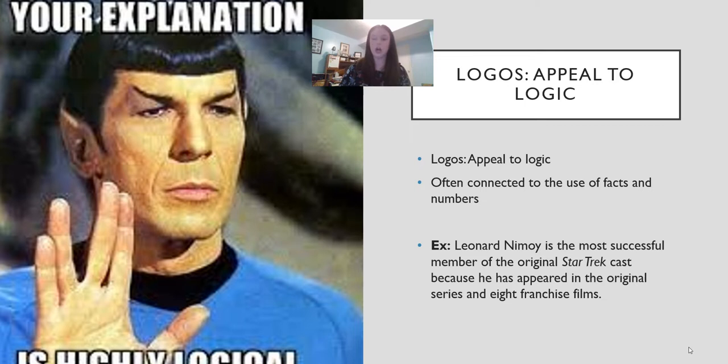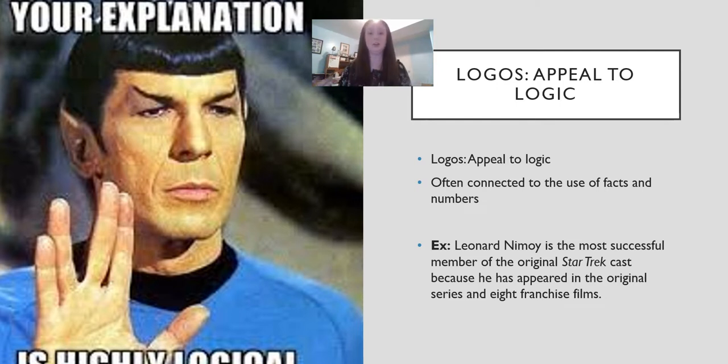So if we look at this argument, we could say Leonard Nimoy, who's the original Spock, is the most successful member of the original Star Trek cast because he has appeared in the original series and 8 franchise films. So when we look at it in that respect, we are making the argument to say, hey, Leonard Nimoy is the most successful. Of course, people can counter that. People could say that maybe it is William Shatner for whatever reason. So of course, people can counter that.